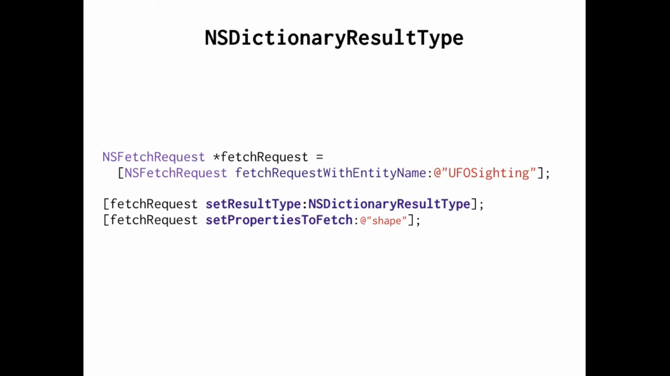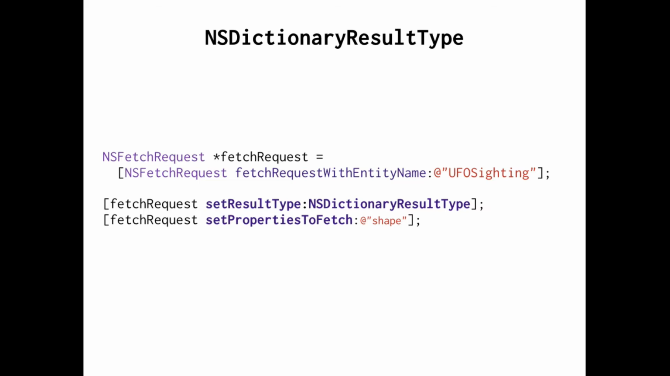What you could do is change your fetch request result type to NSDictionaryResultType, and that'll allow you to get back just the properties you care about. So in this example, we can just get the shapes of every object back as an NSDictionary instead of returning all the managed objects and then enumerating over all of them.